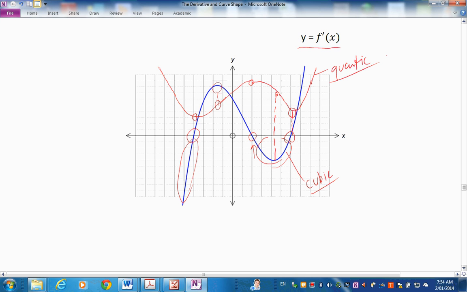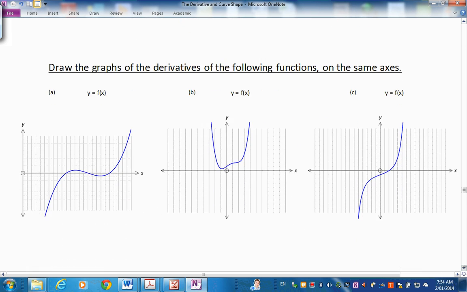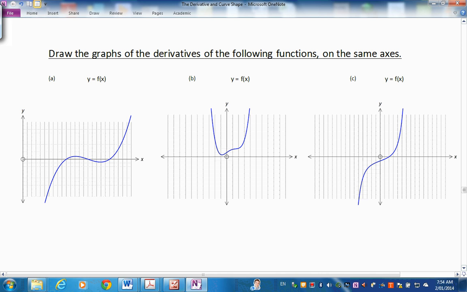All right, do you think you're ready to try some? Let's go down and have a look and see what you think. Draw the graphs of the derivatives of the following functions on the same axes. So we're going to do both derivatives. Okay, I want you to pause the presentation now and have a go. I want you to draw the graph of the first derivative and the second derivative, and then I'm going to come back and go through that with you. So have a go there for the moment.